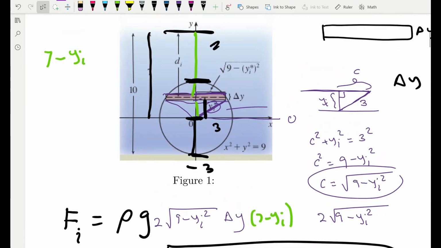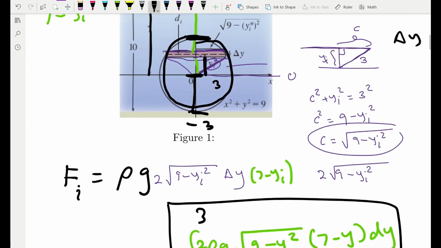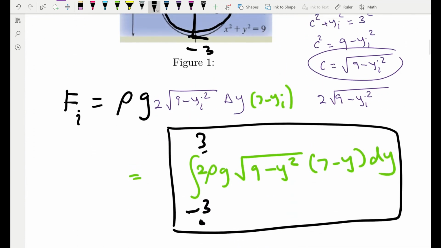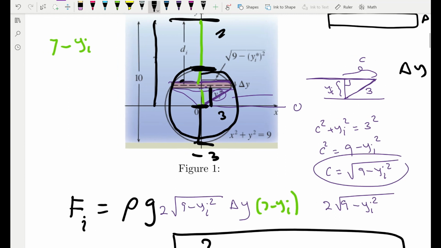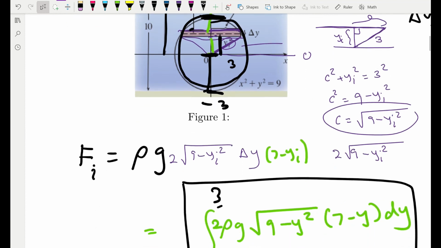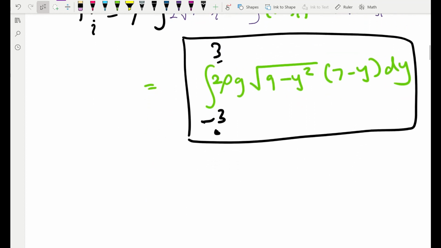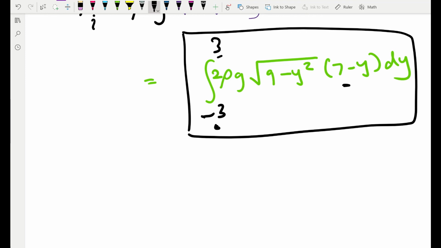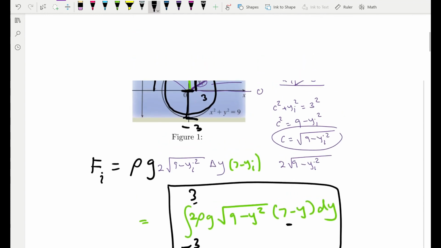The important thing here is that you are finding the force acting upon the object, so the limits belong to the object. When you find the depth, you're talking about the depth of the slice from the top of the water, not the top of the object, because water is the one that's acting force on the slice. So the depth of the slice is from the top of the water. That's why it's 7 minus y, not 3 minus y. So that's how you set up an integral.